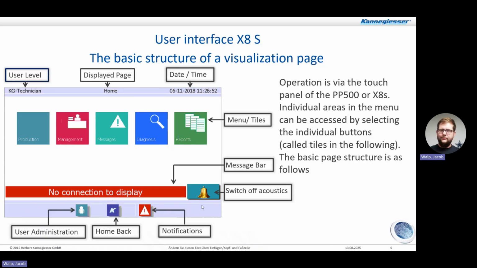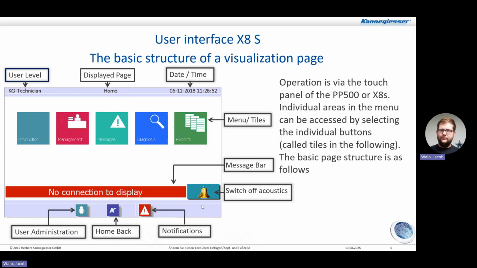Basic structure of the page. Operation is via the touch panel of the PP500 X8. Individual areas in the menu can be accessed by selecting individual buttons. The basic page structure is as follows. Top left, you have your user level, what you're currently signed in as. Top middle, the current page you're on. Top right, your date and time.